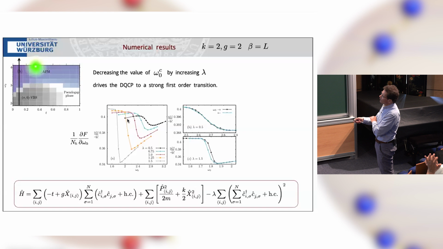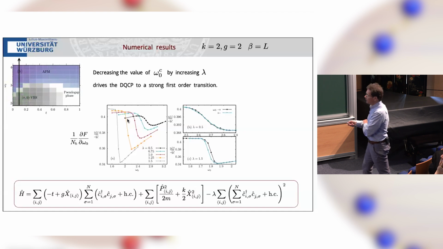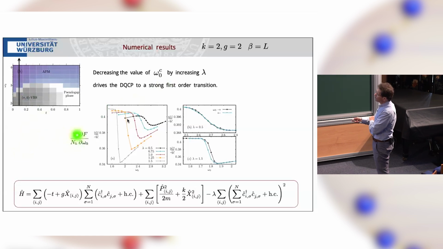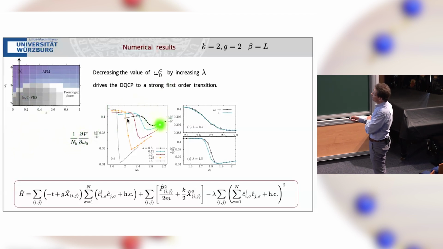And if you make this AFM phase bigger, then the critical phonon frequency at which you will get this DQCP should go down, right? And it does. So this is the plot. These are basically dD/dω0. This is the data I was showing you before. That was for lambda 0.5.